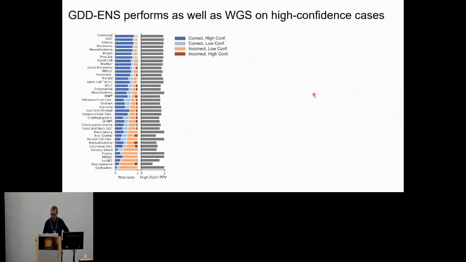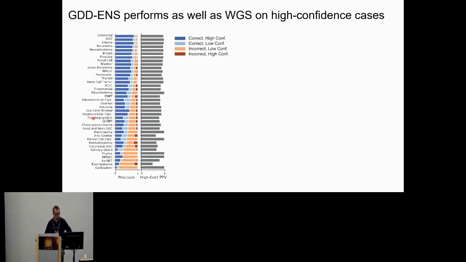Okay. And to make a long story short, GDEMs perform extremely well. In fact, it performed as well as the whole genome sequencing based classifier on the high confidence cases. And you can see the relative performance on all those things here on the side. So the high confidence cases are given by the dark colors, and the lower confidence cases are given by the lower colors. Blue means good, red means bad.